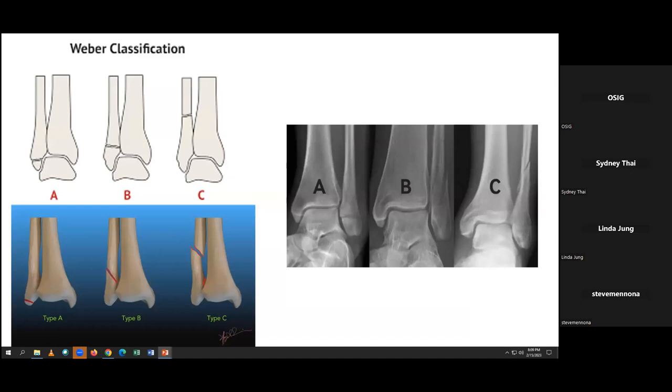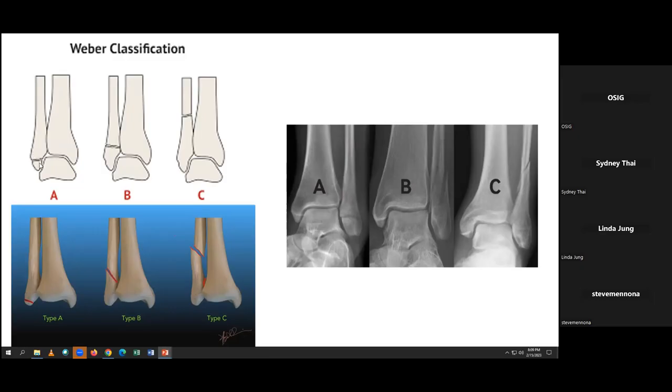So as you get closer to your fourth year, you're expected to know a little bit more about classifications. A lot of classifications in orthopedics are more academic and don't really guide management. This one is really useful for management. The Weber classification is all based on syndesmosis, which we were just looking at. So the A fracture is infrasyndesmotic. So you can see that the syndesmosis would be about here.